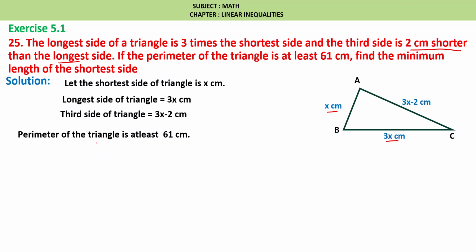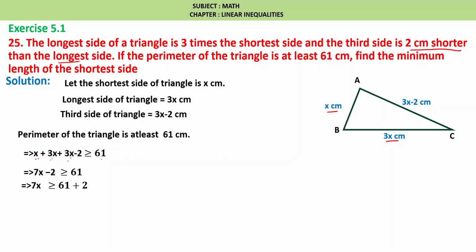But it's given that the perimeter of the triangle should be at least 61 centimeters. We know that the perimeter is the sum of all the sides of the triangle. So x plus 3x plus 3x minus 2 should be greater than or equal to 61. x plus 3x is 4x, 4x plus 3x is 7x, minus 2, greater than or equal to 61.